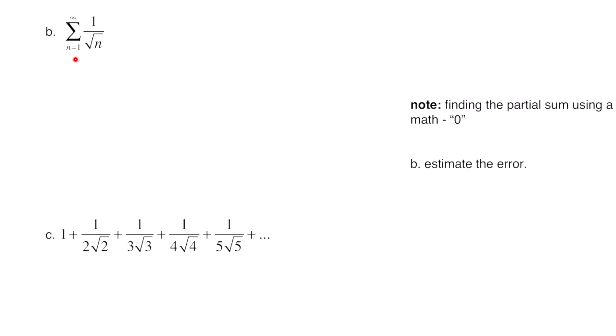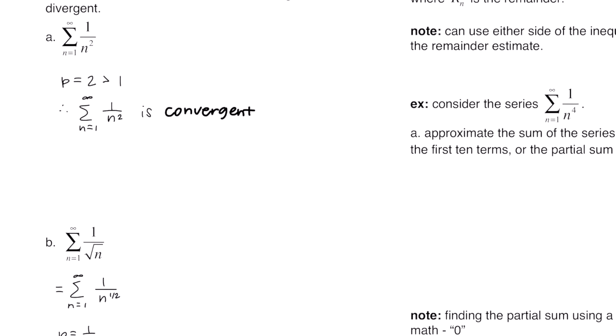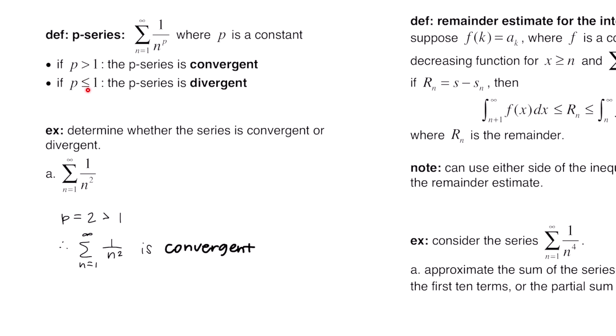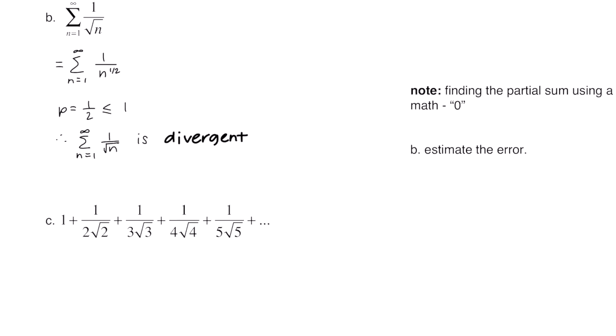For part B, we have sigma n starts at 1 goes to infinity of 1 over the square root of n. So our first step is to rewrite this so it's in the form of 1 over n to the p. And to do so, we rewrite this as 1 over n to the 1/2. So we have that p is equal to 1/2. And then I'm going to look back up here again. 1/2 is less than or equal to 1, therefore the p-series is divergent. So again, I just wrote it out, therefore the series is divergent.